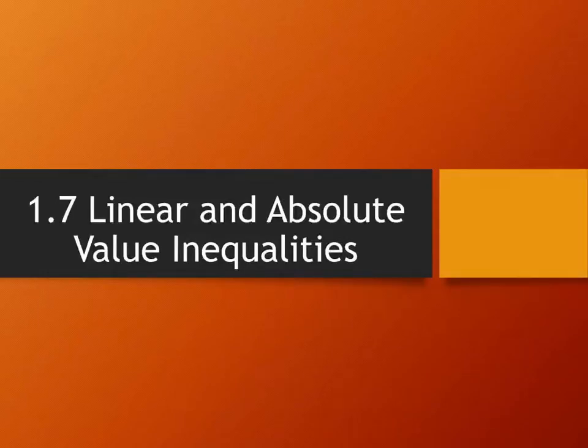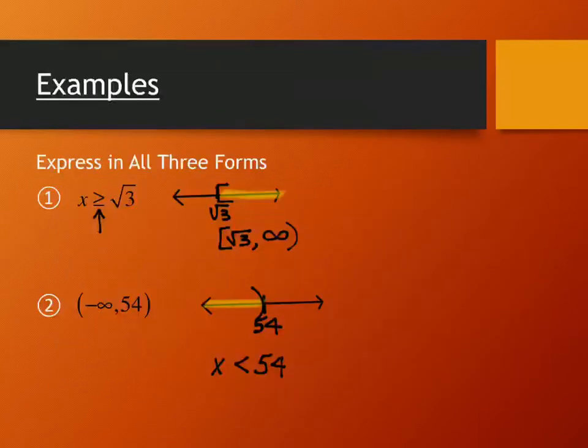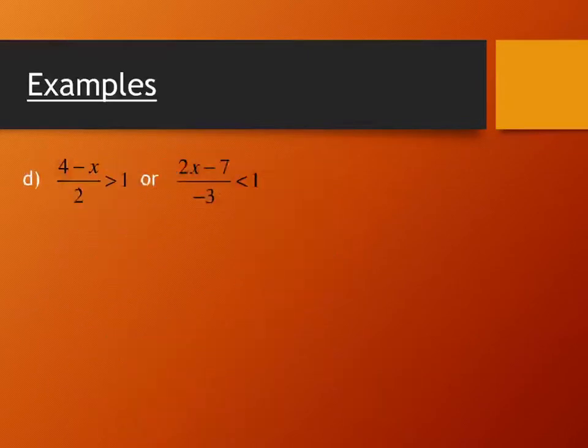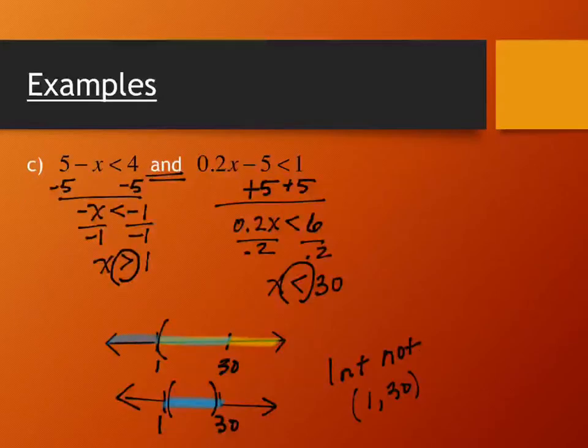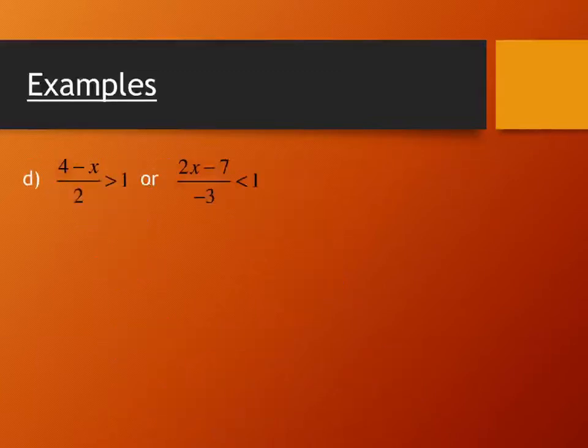So last time we started section 1.7, which was linear and absolute value inequalities. And we had gotten to, I think, this one, D. So let me remind you where we were on C because it leads into D very nicely. On C, there's two inequalities, and they have the word and in between them. And means they have to satisfy both inequalities at the same time, right? That's what and means.